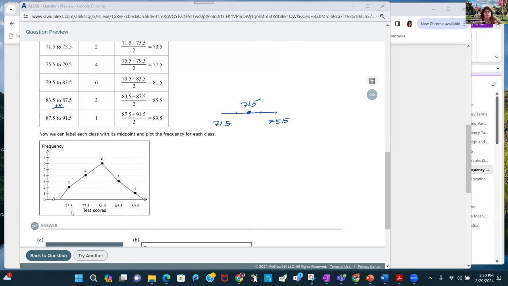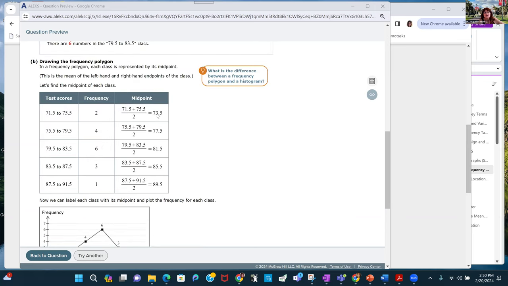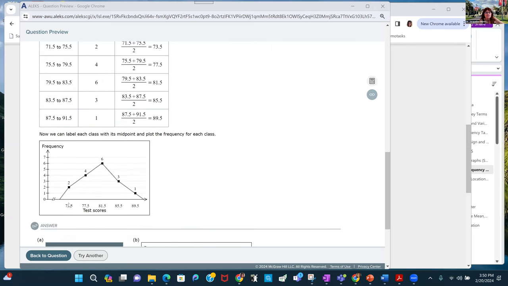And so again, you're going to plot down here the midpoint, and then you're going to do the frequency for that class. So we had two in this first class with a midpoint of 73.5. And then four with the next one, a midpoint of 77.5, et cetera. And so we draw these lines and use the dots and lines instead of having the rectangles.